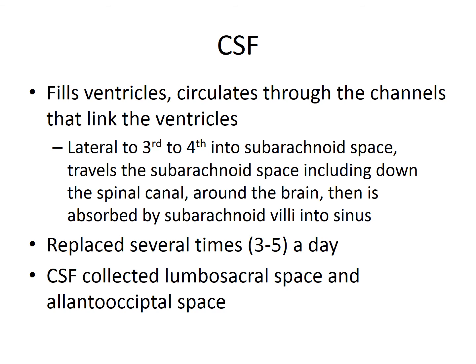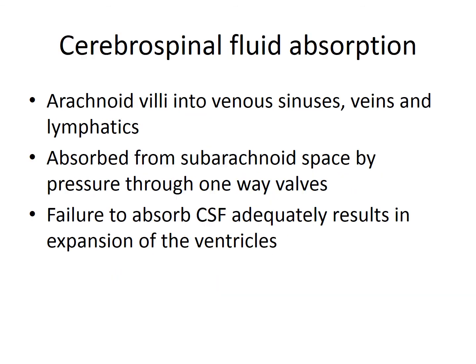So we have production in the ventricles, we have circulation, and then we have removal of the CSF through these villi. Let me skip a few slides and I'll show you how it's absorbed. So the arachnoid villi project into venous sinuses, and then sinuses, veins, and lymphatics work to remove the CSF. So it's absorbed from the subarachnoid space by pressure through one-way valves. And if you don't remove it, you're going to have excessive cerebrospinal fluid, and that will cause expansion of the ventricles, and that's known as hydrocephalus.